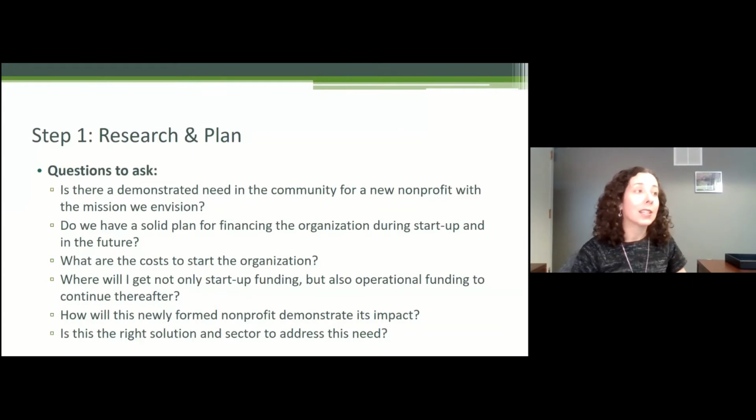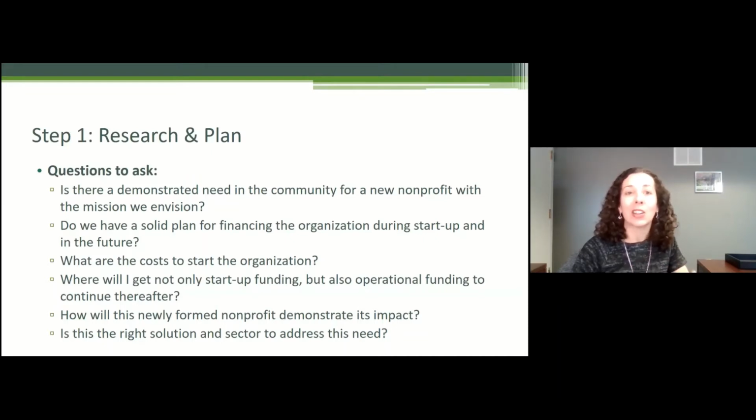Is there a demonstrated need in the community for a new nonprofit with the mission that we envision? Do we have a solid plan for financing the organization during startup, but then also into the future? What are the costs to start up the organization? Where will I get not only the startup funding, but also operational funding to continue thereafter? How will this newly formed nonprofit demonstrate its impact? Is this the right solution and sector to address this need? And we'll talk more about sectors here in a moment.